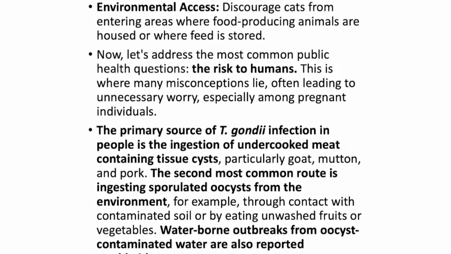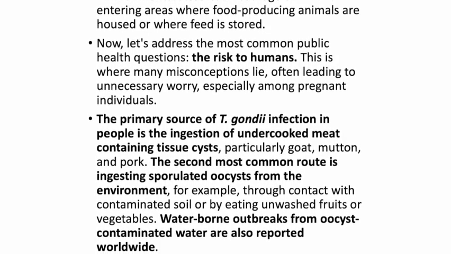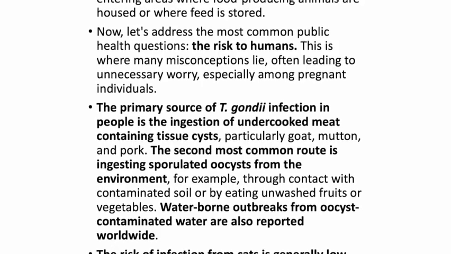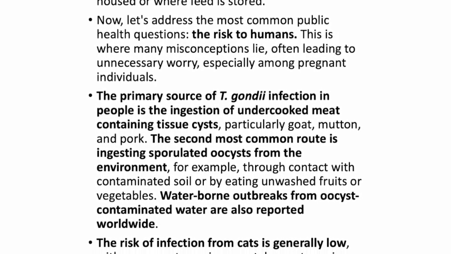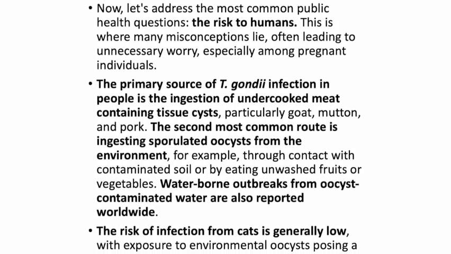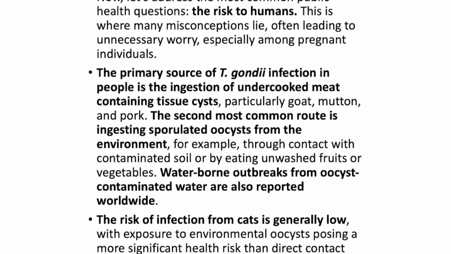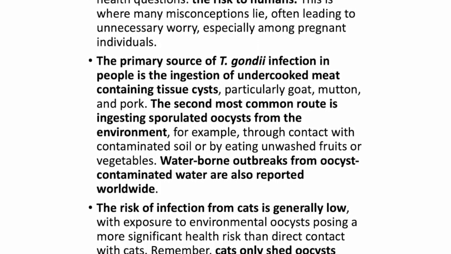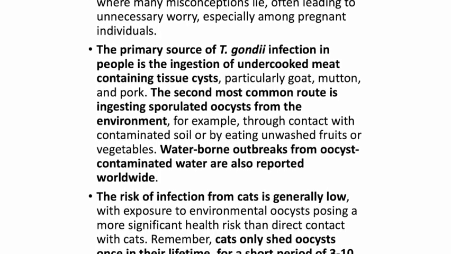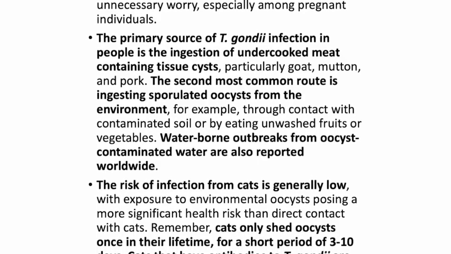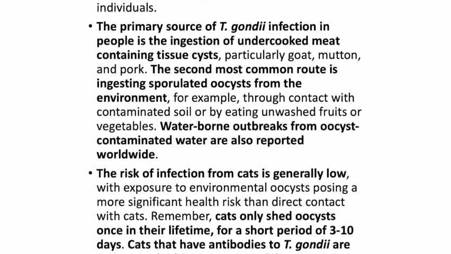Now let's address the most common public health questions: the risk to humans. This is where many misconceptions lie, often leading to unnecessary worry, especially among pregnant individuals. The primary source of T. gondii infection in people is the ingestion of undercooked meat containing tissue cysts, particularly goat, mutton, and pork.